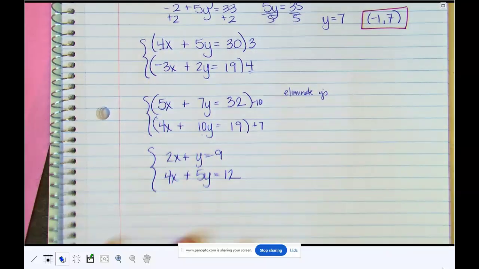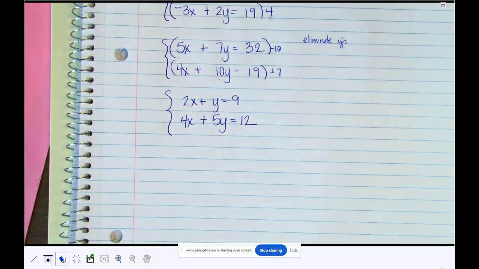Okay. Let's say on this one, let's say I asked you to cancel the x's. Okay? There's several ways you can do this. If I asked you to cancel the x's, what's one thing you could do? Just multiply the top by 2. Or negative 2. I could just multiply the top by negative 2. Because that will make my x's into what? Negative 4. Negative 4x.